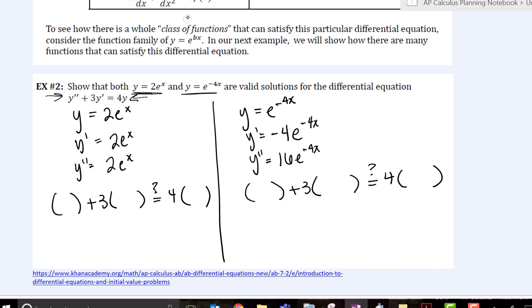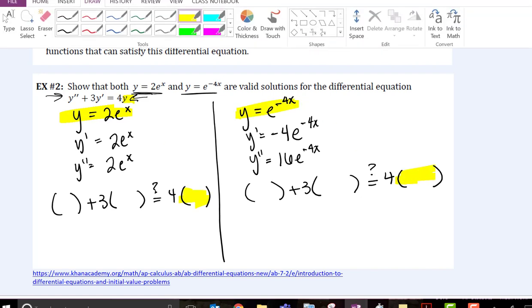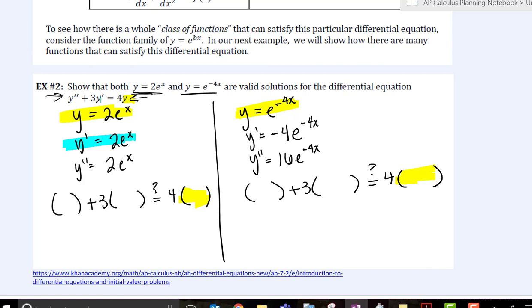Now I'm going to start with some substitution. We'll get some color coding here. There's your y value. We are plugging this in and checking for equivalency. Your y prime gets substituted and multiplied by 3, and then your y double prime is that first term. So let's get those subbed in and check. Are these both valid solutions?